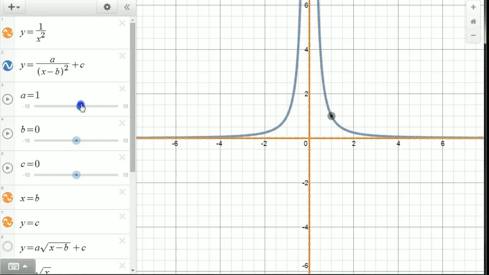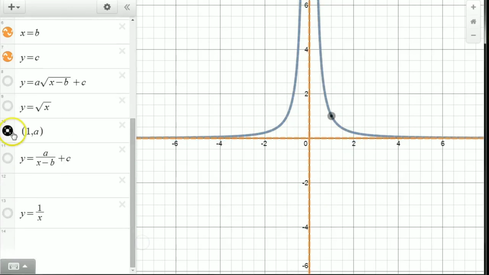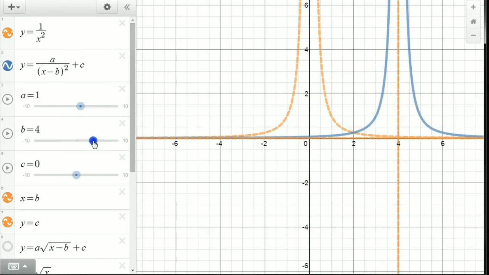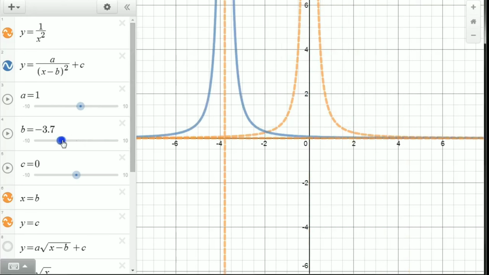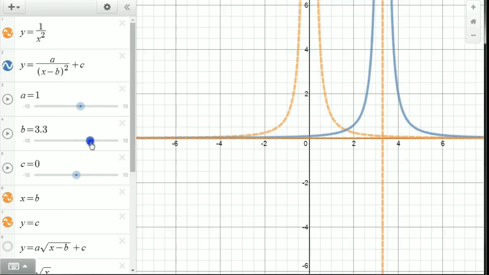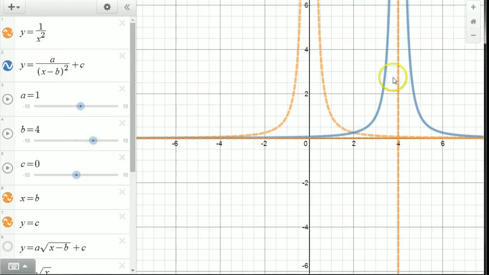Let's return a to the value 1, and turn off our point down here. As with our other power functions, we'd expect that as we change b, the graph is translated horizontally left and right. And once again, we can also see that the vertical asymptote will move along with the value of b. Again, why is this?